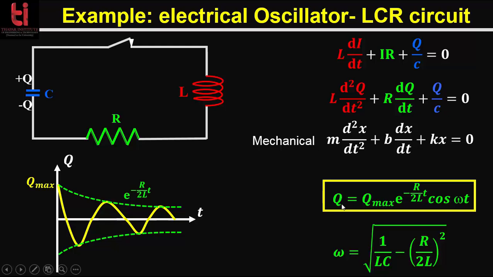Here the solution q will be equal to q max into e to the power minus R by 2L into t, cos omega t, where q max is the maximum charge stored in the capacitor. This graph shows the variation of amplitude with time, and the green dotted line is the exponential decay, which is the envelope of the oscillations. Q max is the maximum charge stored in the capacitor at t equals 0, and omega is equal to root over 1 by LC minus (R by 2L) whole squared.